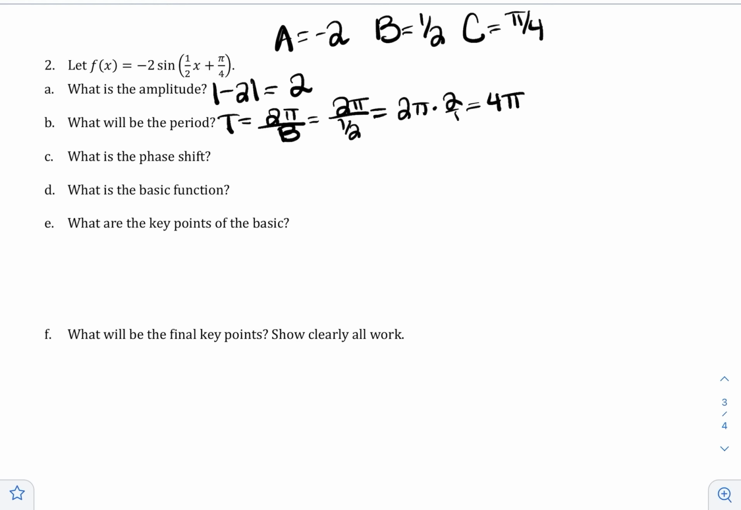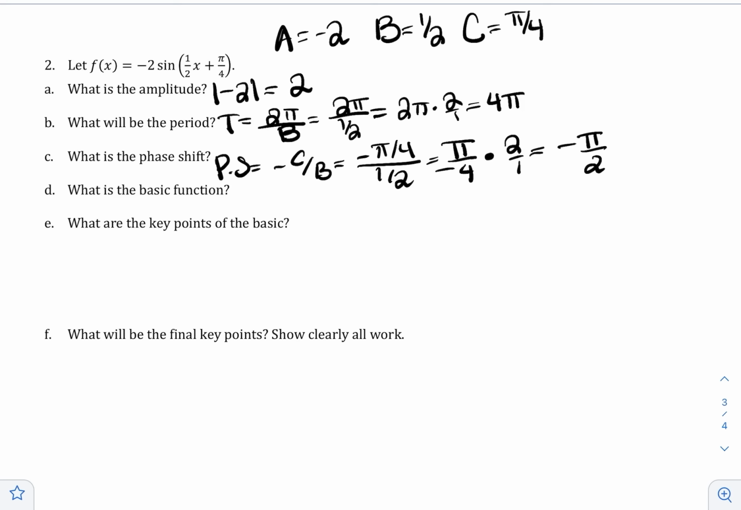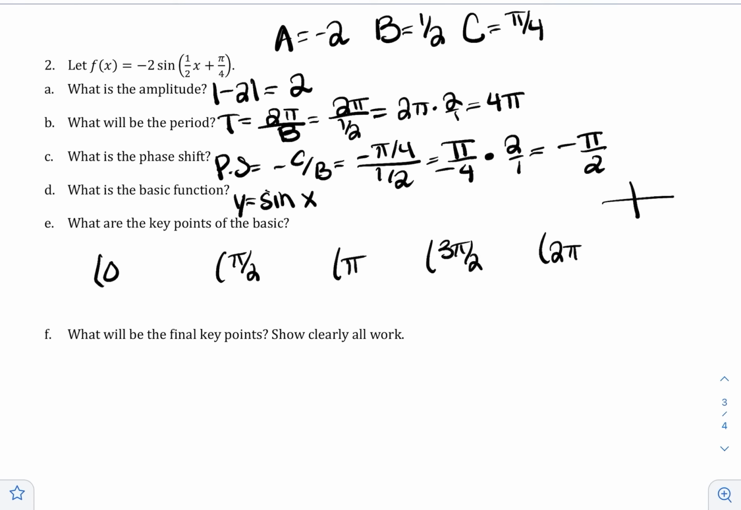The phase shift is going to be negative c over b. So c is a positive pi over 4, so it becomes a negative pi over 4. B is 1/2. Again, be careful with your algebra here. This becomes 2 over 1, which is a negative pi over 2. So it's going to go to the left now. My basic function, very easy to see, it's sine. It says it directly in the equation. My key points, okay, I know it's the axis angles. And then if you need to, you can draw your little diagram with the points. So sine will be the y's. So it's 0, then 1, then 0, then negative 1, then 0.